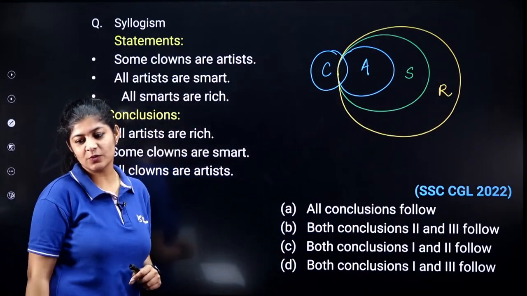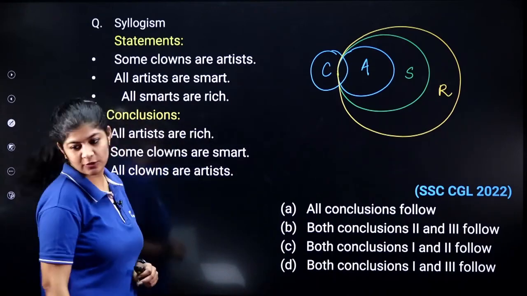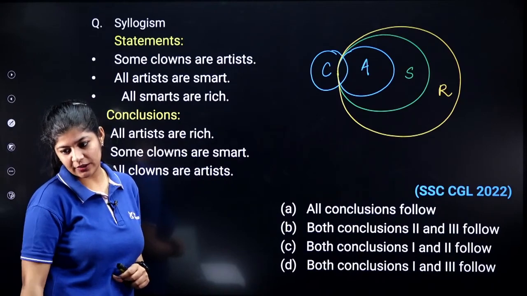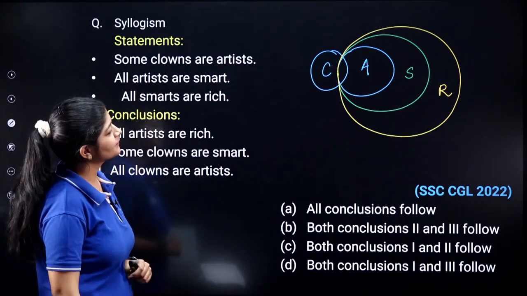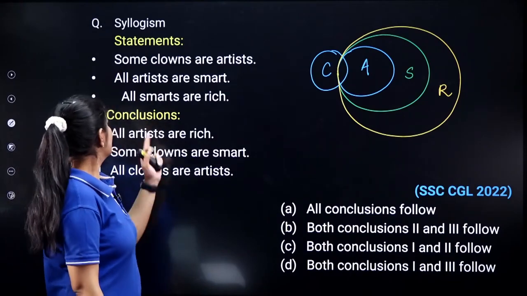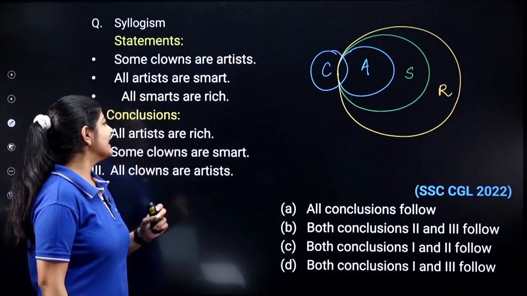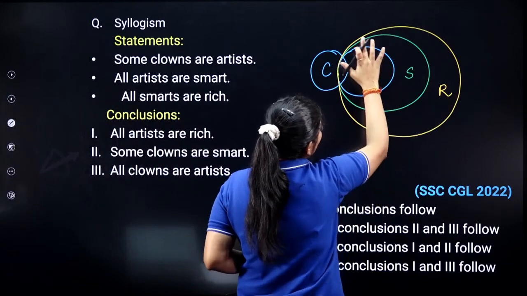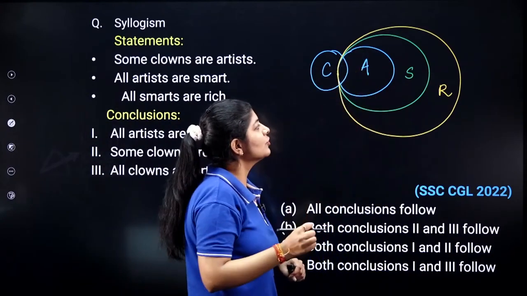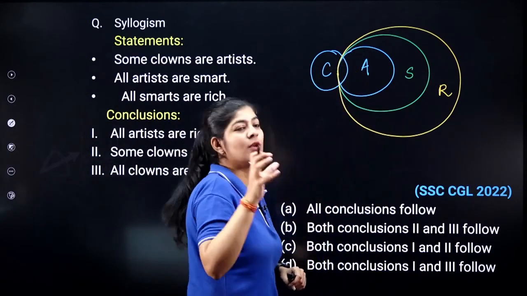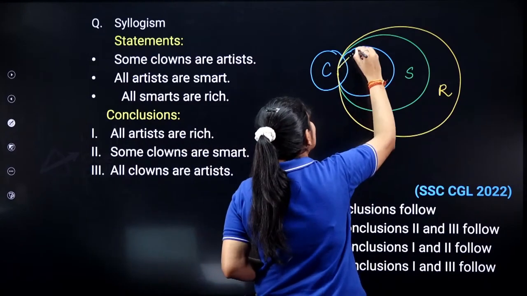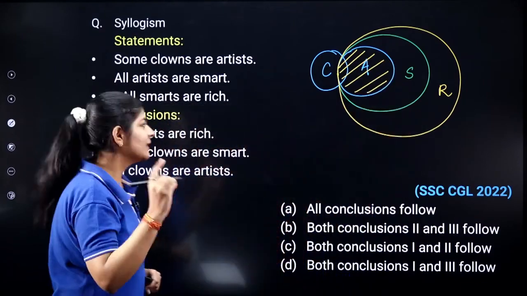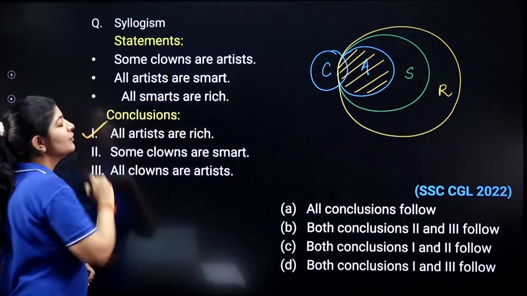Now on the basis of this, I need to check my conclusions. Very good, D. Very good, Ramakrishna. Very good, Rahul Tripathi. Okay, let's see. First conclusion, all artists are rich. Basically, the whole part of artists belongs to smarts and the whole of smarts belongs to rich category. So we can say that yes, all the artists belong to rich category. So this conclusion is true.